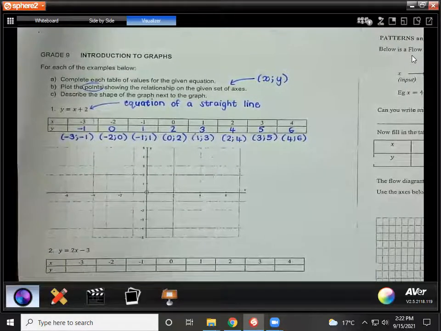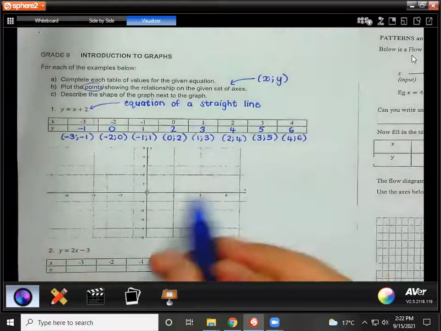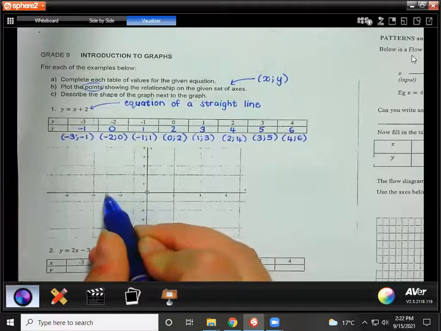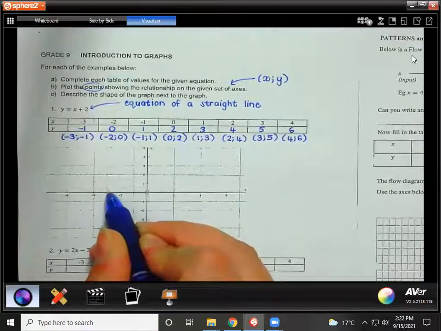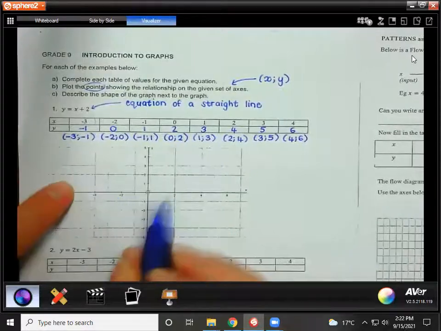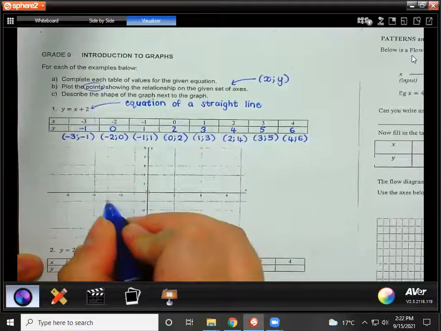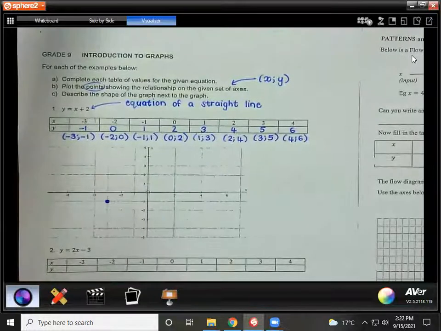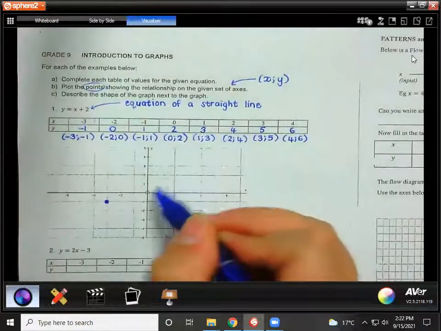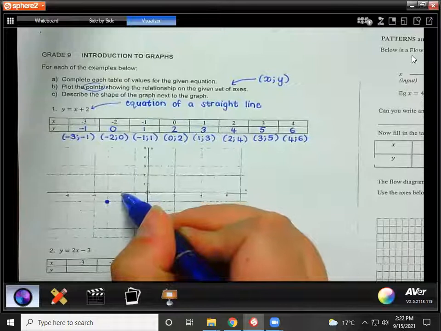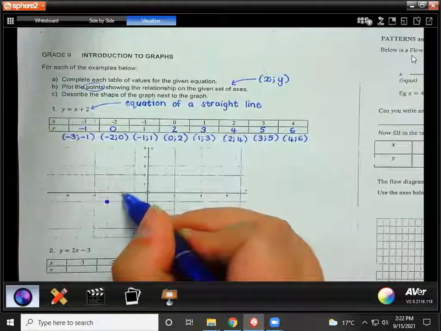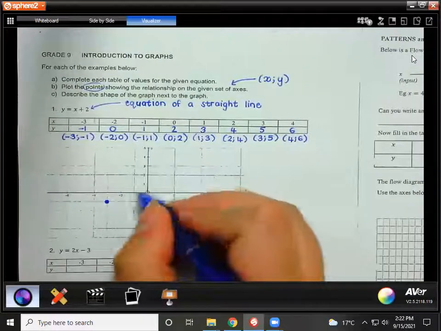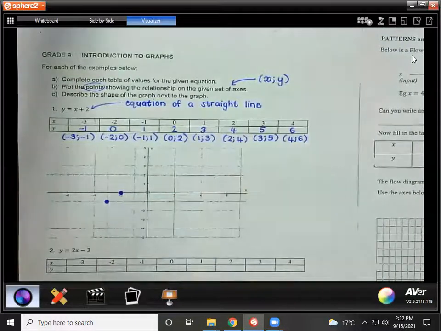Okay, so we're going to plot -3, -1. Remember the x value, if that is -3, we go to -3 on our x-axis. All right, just hover your pen or your pencil over there. And then from there, we need to go to -1. And there we're going to plot our point. That is the first point. Okay, next one is -2 on the x-axis and 0 on the y-axis. So it is over there, because on this axis, if we look across, the y value is 0. So that is the point -2, 0.